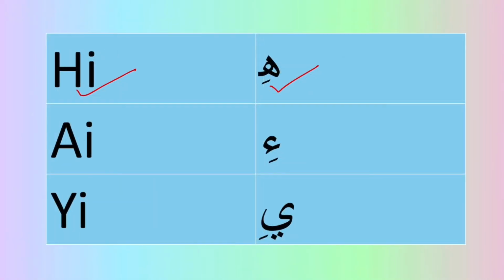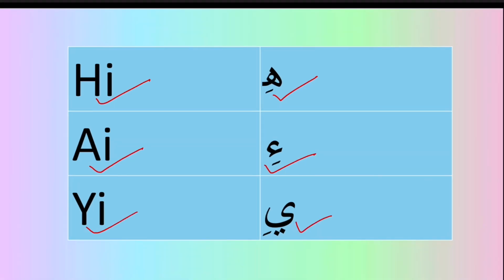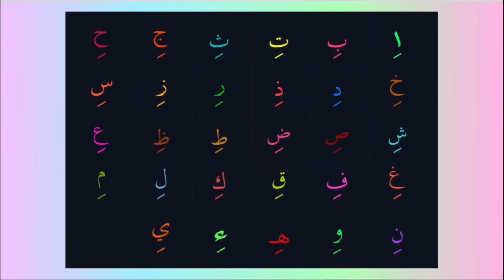Ha. When I add kasra to ha, it changes from ha to hi. Okay. The pronunciation of ha becomes hi. Hamza kasra i. Ya is the last letter, so this will be ya kasra yi. Okay. The short vowel should not be long and it should be just for one count. Okay.